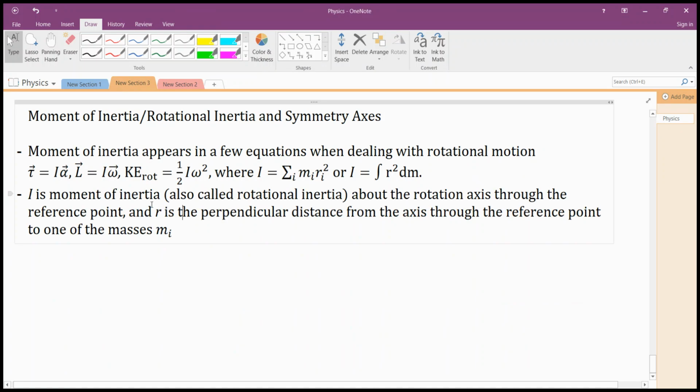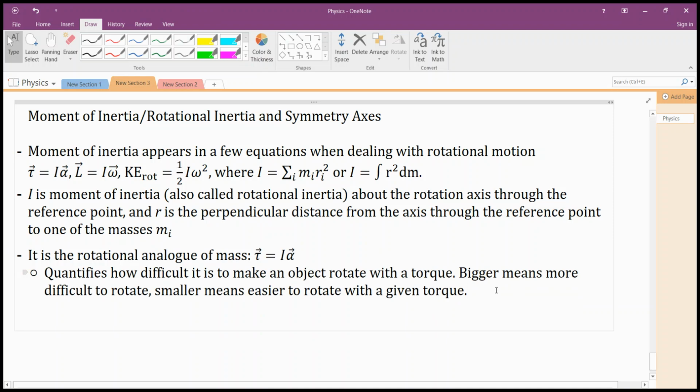So firstly, this moment of inertia that appears in these formulas is calculated about an axis, namely, it is calculated about the rotation axis through the reference point for which you are calculating angular momentum and torque, for example. R in these moment of inertia equations is the perpendicular distance from the axis of rotation to one of the masses or one of the infinitesimal masses on the rigid body.